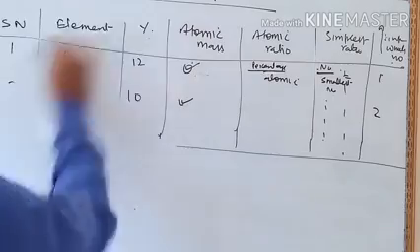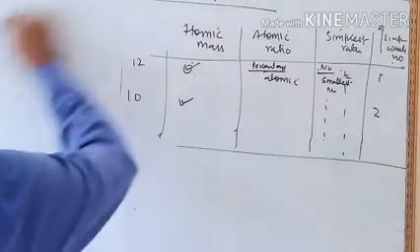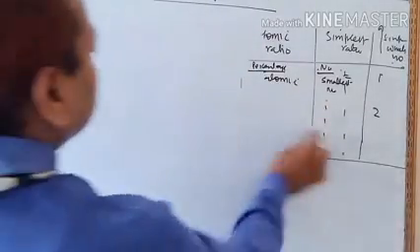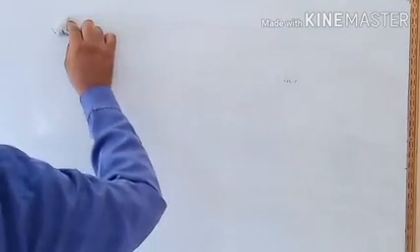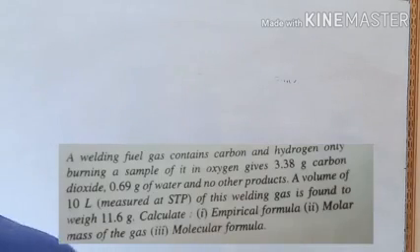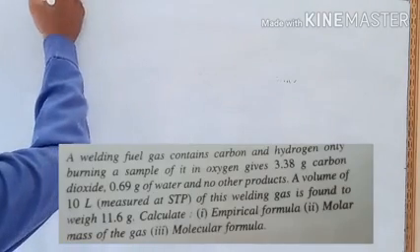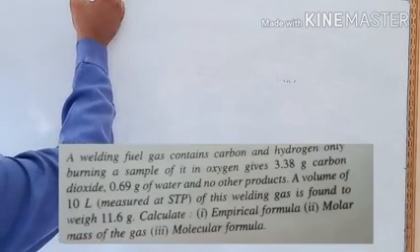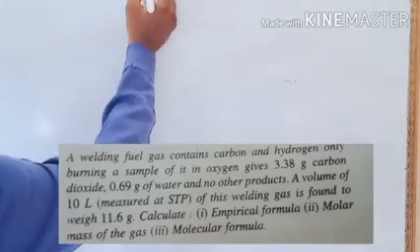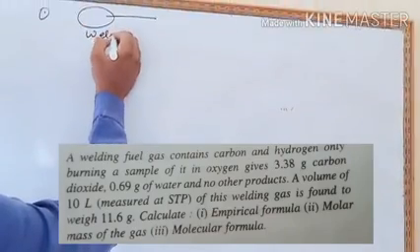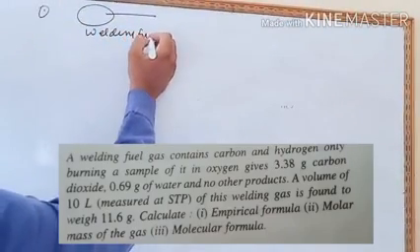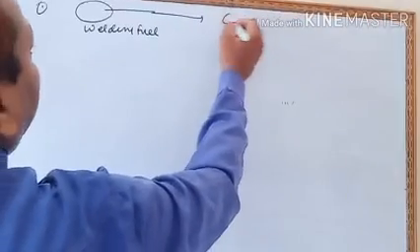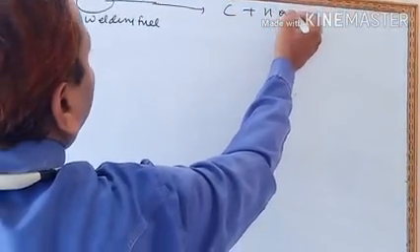Now children, I am taking up one numerical. This numerical belongs to the NCERT textbook, question number 1.34. This problem will help us. Let's see what the question is saying. This is a welding fuel, and it contains carbon and hydrogen only.